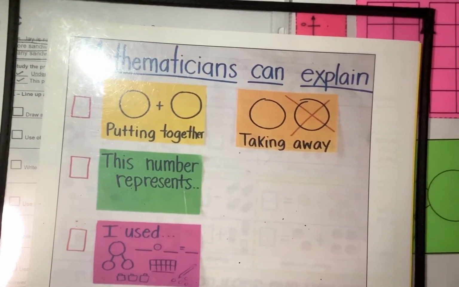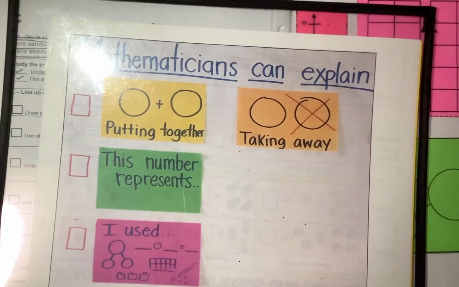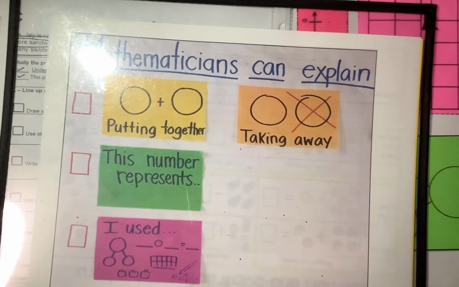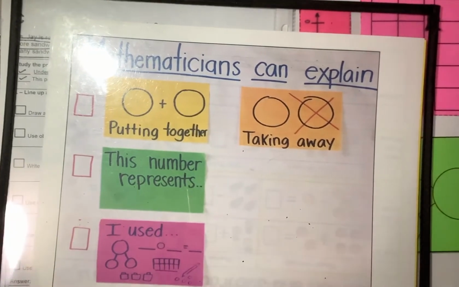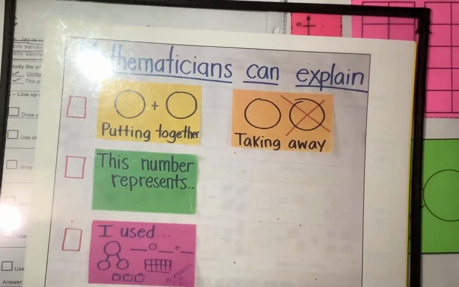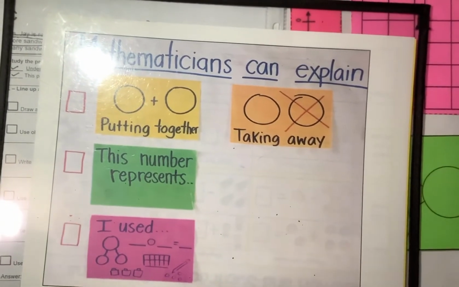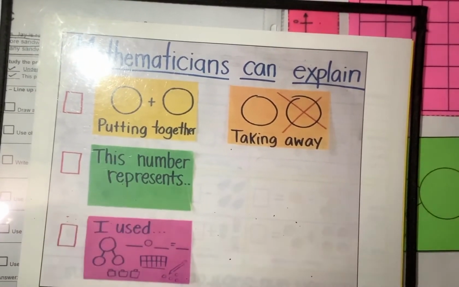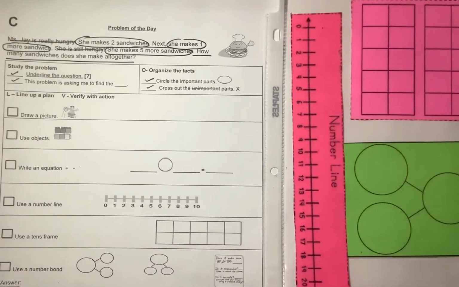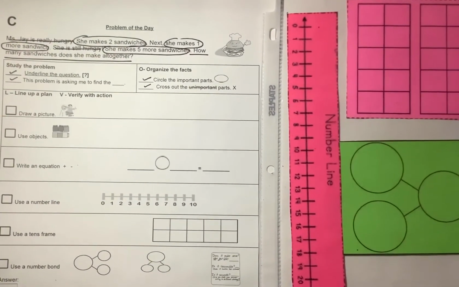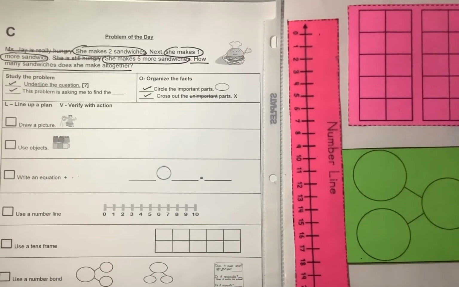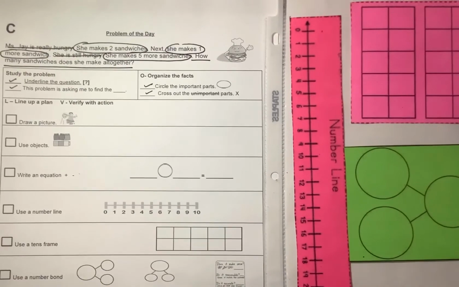Is this a putting together problem? Or is this a taking away problem? Did the problem talk about Miss J eating all the sandwiches? No. It's talking about her making sandwiches. So this is a putting together problem. So we have to review the problem. And we know that this is a putting together problem. We use the plus sign or the addition sign. And we are going to see what we need to put together.